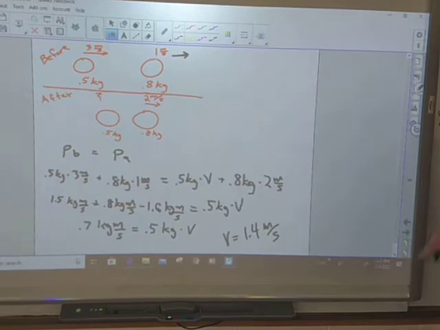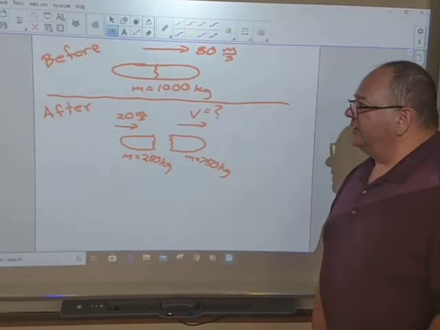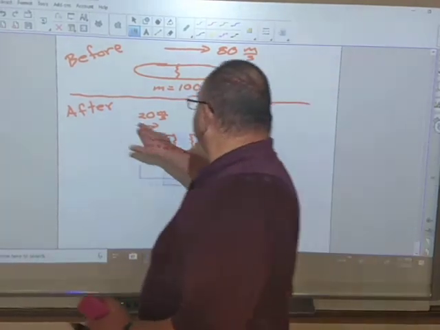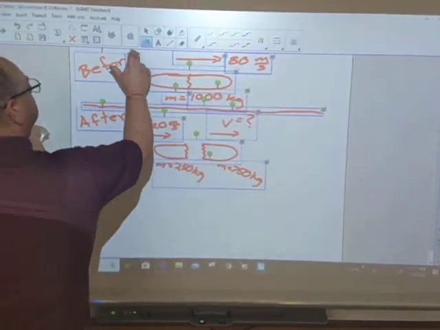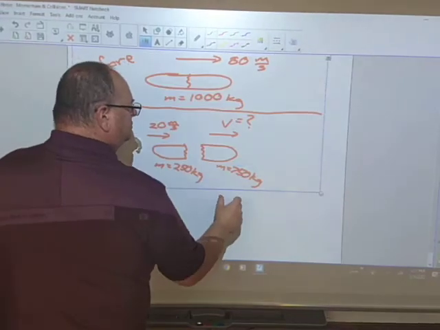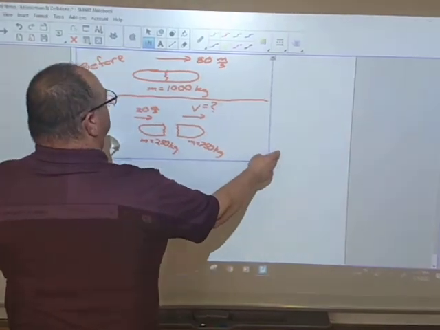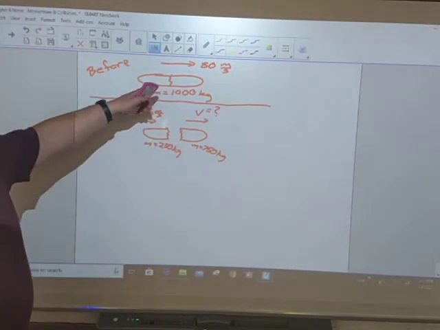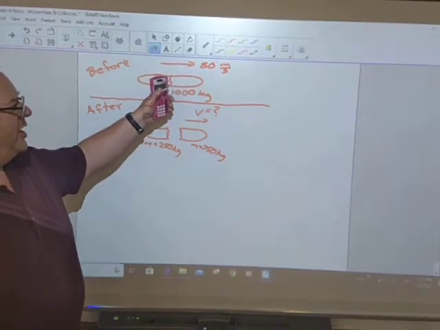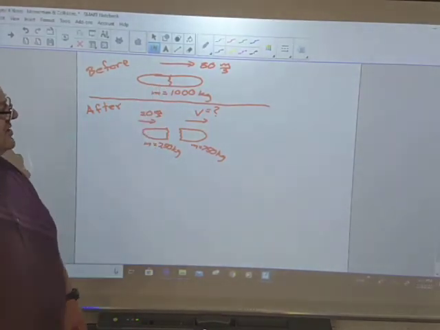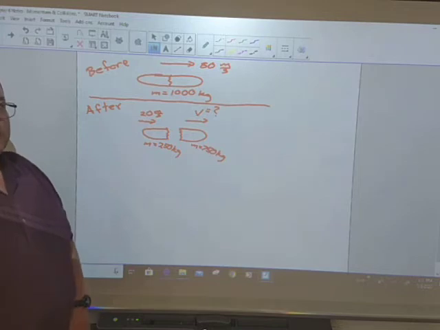Okay. I think I had one more sample I wanted to do today. Okay. So, shrink this again a little bit. All right, I've got some sort of projectile flying through the air at 80 meters per second, and that projectile has a mass of 1,000 kilograms.